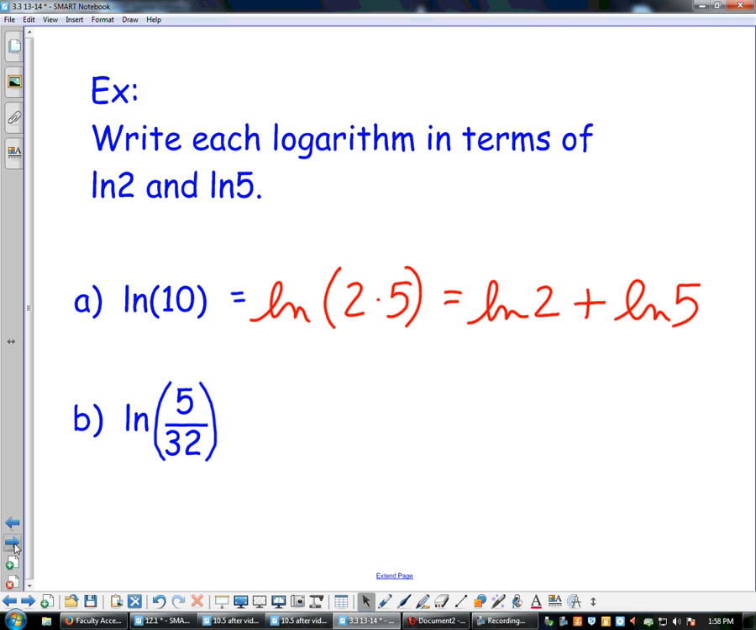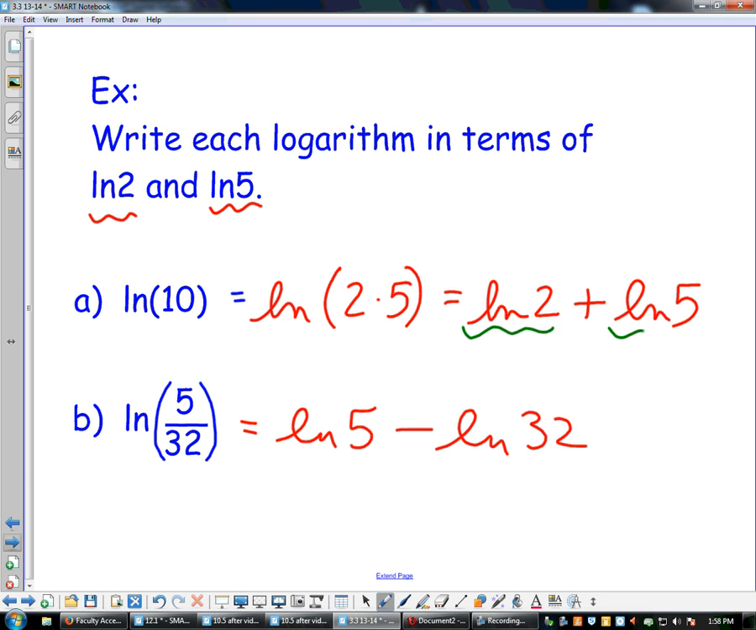Let's take a look at this next one. Ln of 5 over 32 is going to be equal to ln of 5 minus ln of 32. And that's pretty good, but we're supposed to be writing everything in terms of just ln of 2 and ln of 5. So we were able to do that here. We've got just ln of 2 plus ln of 5, but here we've got ln of 5 minus ln of 32. Well, let's fix that.